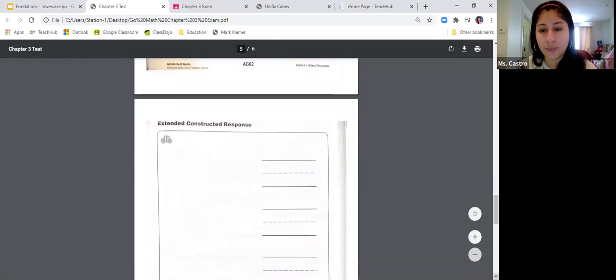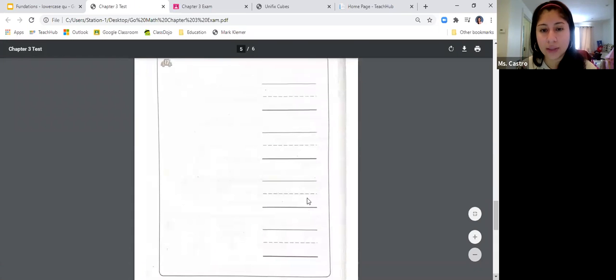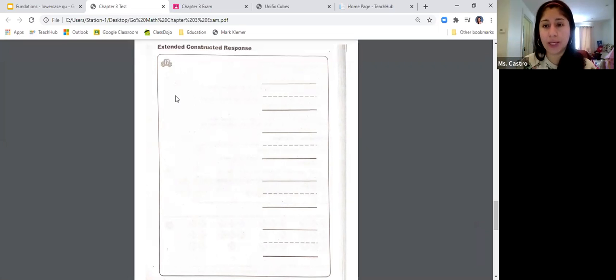They give you, let's count how many lines. They give you 1, 2, 3, 4 lines. So there's 4 lines. So they want you to make cube trains. Remember, the trains go across like a choo-choo train. So you're going to start making cube trains with the number 6. Sorry, you're going to make a cube train with 6 cubes.